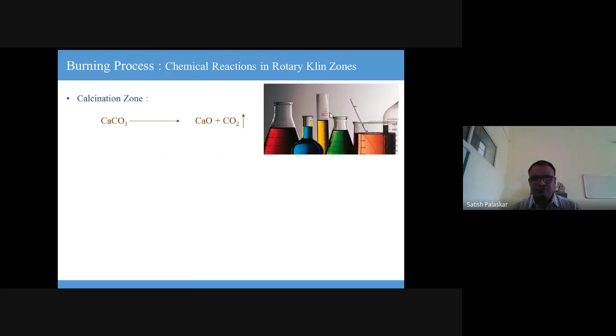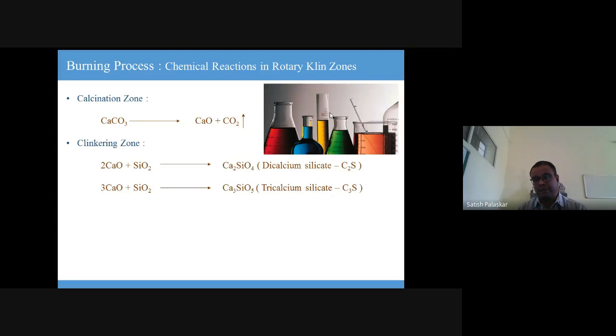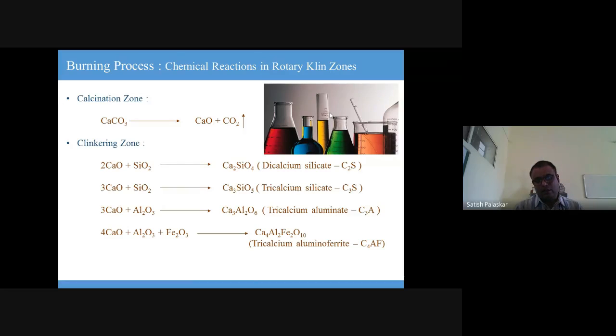Calcination zone. Here, CaCO3 forms CaO and CO2, which is released into the atmosphere. In the second zone, the clinkering zone, that CaO reacts with SiO2 and dicalcium silicate will form. That is a compound of the cement. In the same zone, tricalcium silicate and tricalcium aluminate will form, that is C2S, C3S and C3A. Those reactions will take place in the clinkering zone. Also, tetracalcium aluminoferrite, that is C4AF, will be formed.